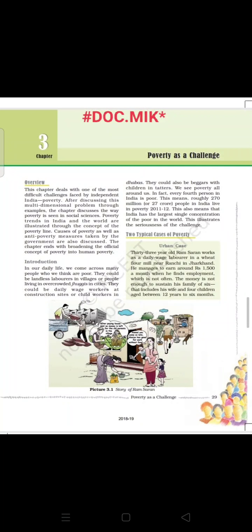Hello students, today we will read chapter number 3, Poverty as a Challenge. Let's start. Overview. This chapter deals with one of the most difficult challenges faced by independent India, poverty.